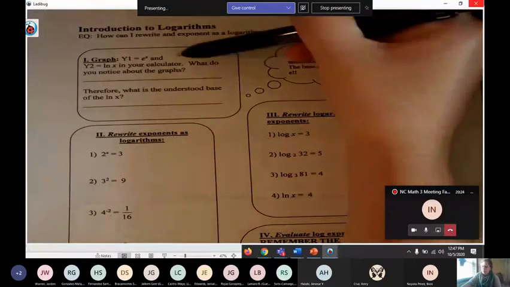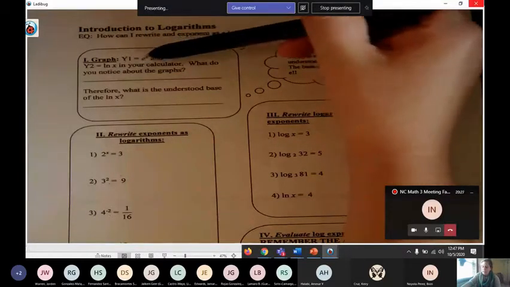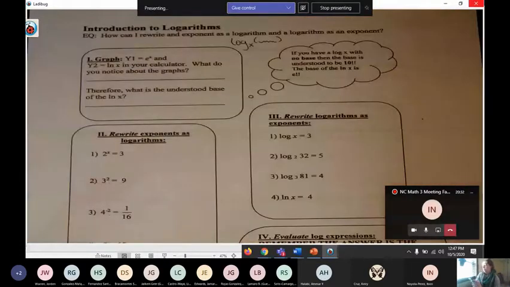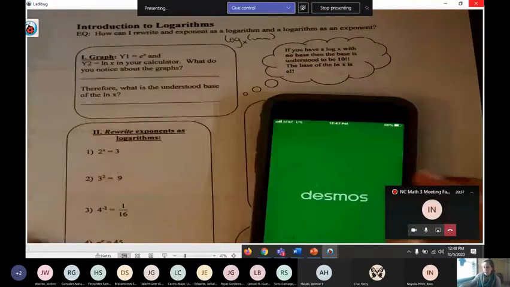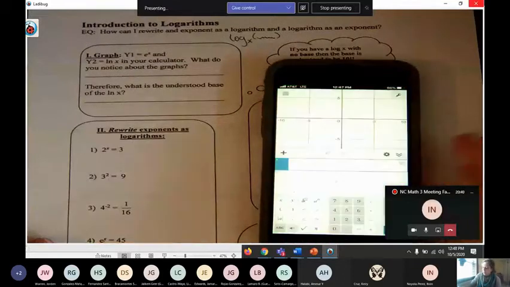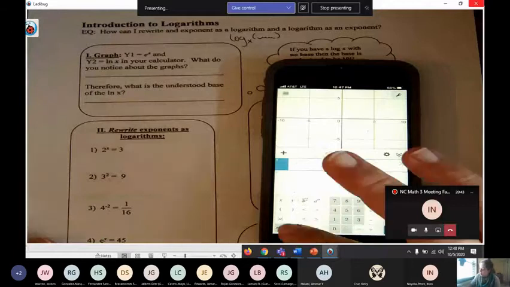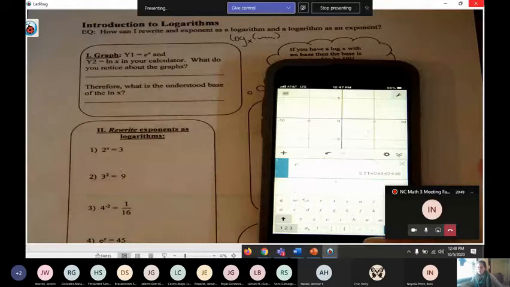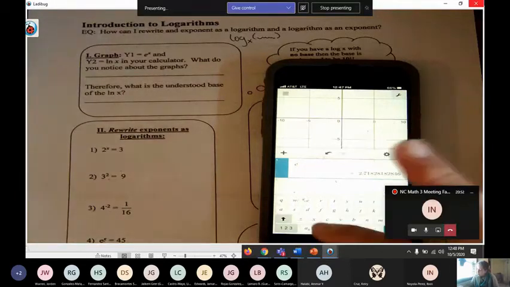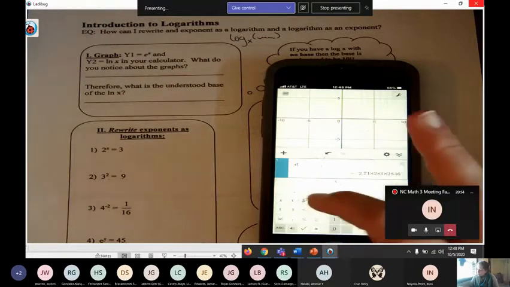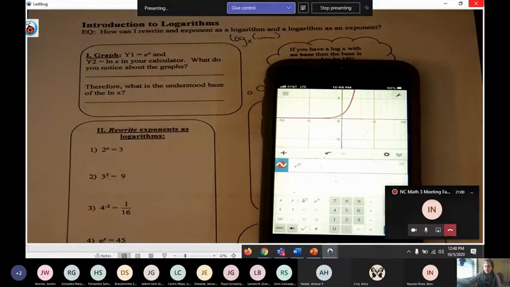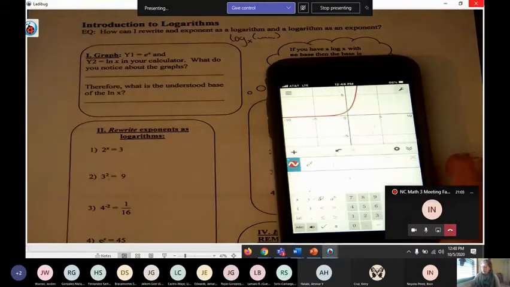Okay, so back to our graphing. If we set y1 as e to the x and y2 as ln x, I'm going to do this on Desmos so you guys can see, since I don't think most of you have graphing calculators. E is the base for our y1, and then we want to raise it to the x power. We should have e to the x here. Make it a little darker. Oh, that's still not very good.